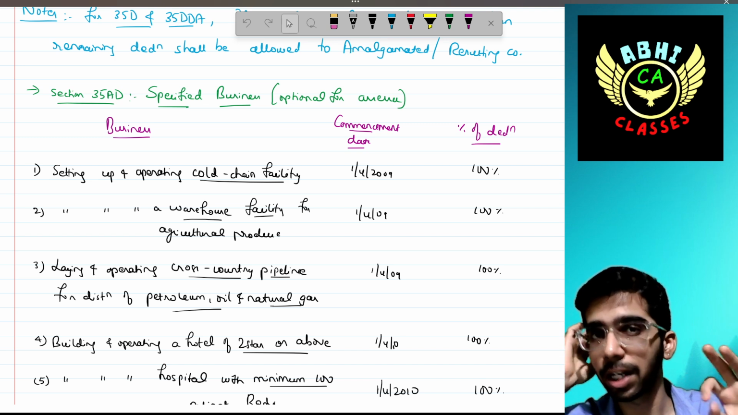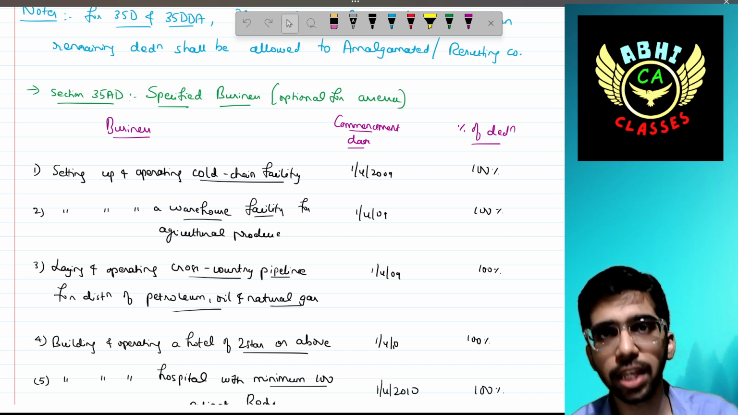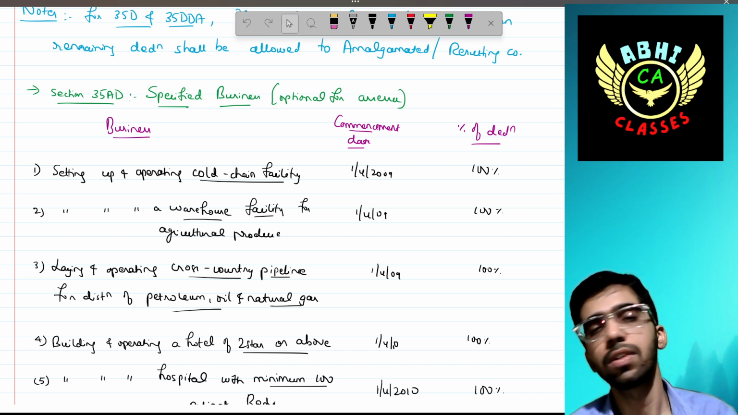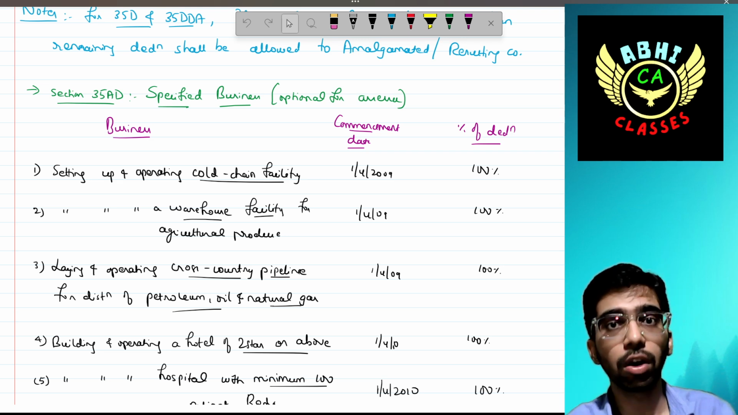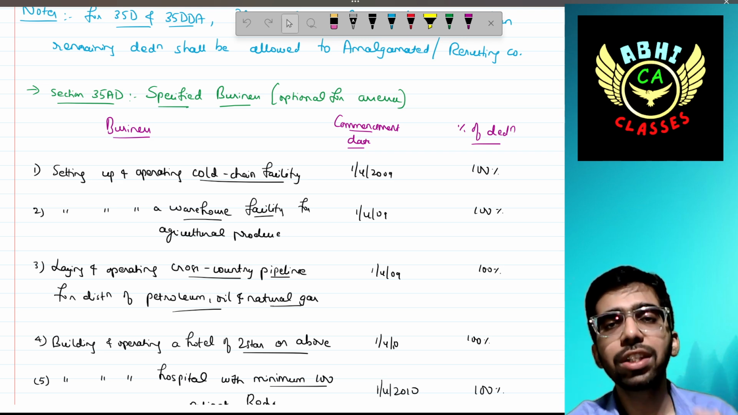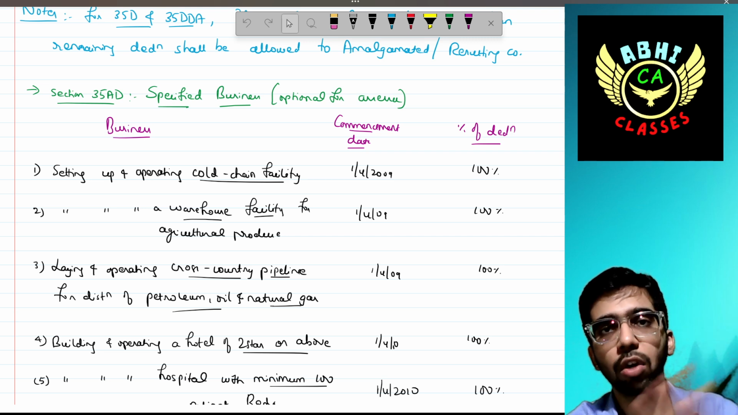If you are not claiming deductions, it's your choice. If you want to claim the deductions, it would be the whole part of the deductions, and hence the WDV would be nil if you are claiming deductions. These form part of the special business.